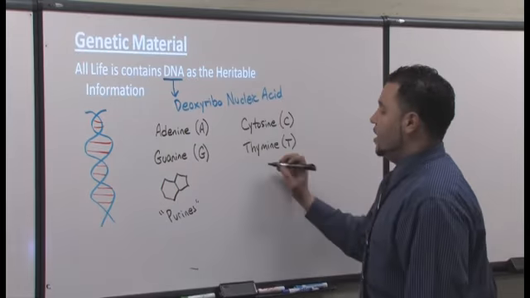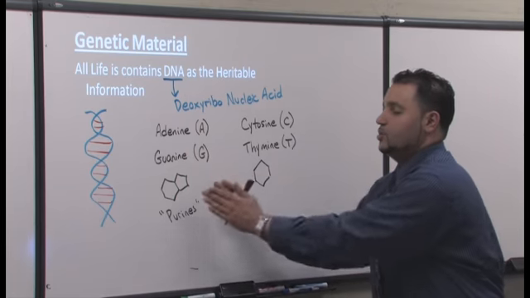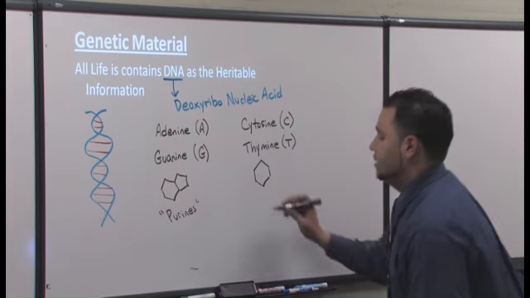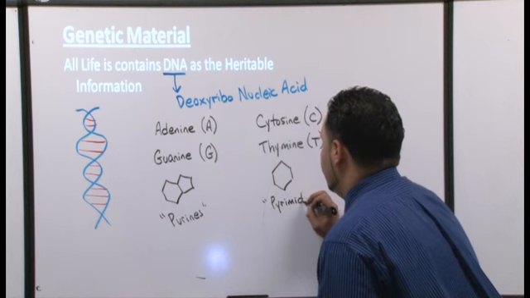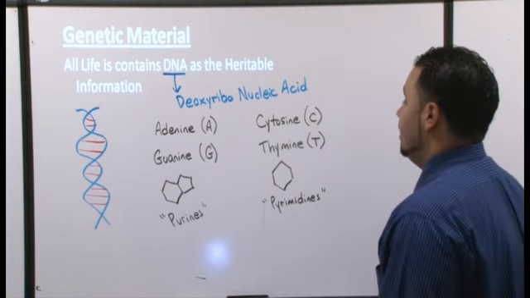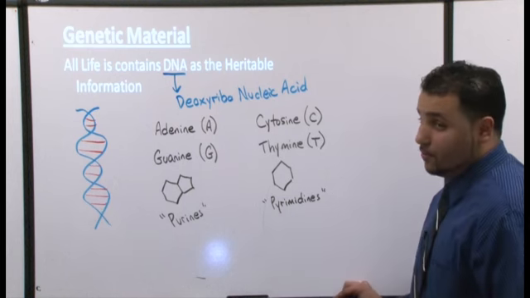Okay, now there's other atoms inside over there. I know it looks a little too simple, but if you just know what the shape looks like, you're going to be okay for the SAT too. Okay, and then this is going to be called the pyrimidines. Okay, great.